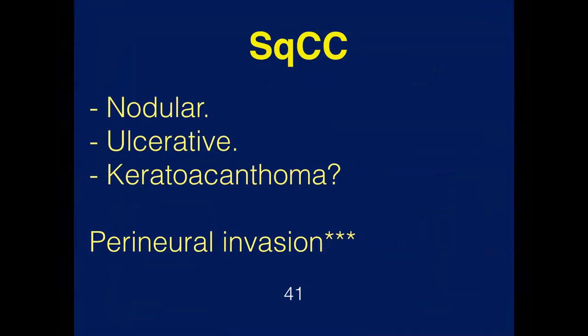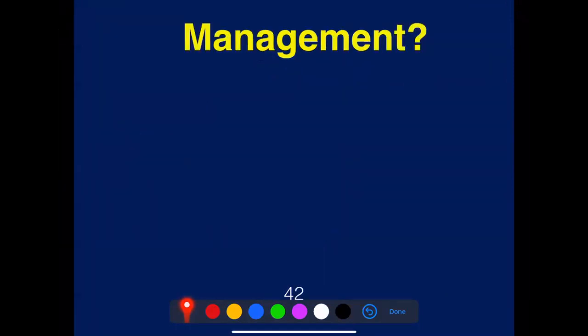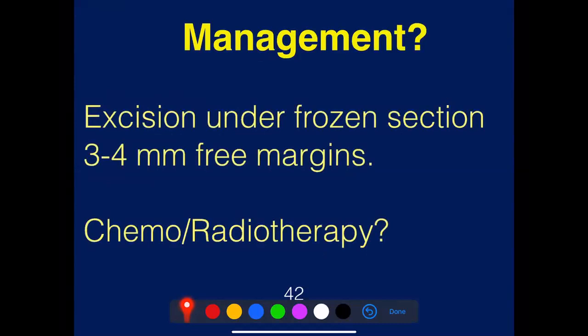So squamous cell carcinoma is nodular ulcerative. You may have heard about keratoacanthoma. It's a precursor, so you should treat it as if you're dealing with squamous cell carcinoma. And perineural invasion is predominant in these lesions. Management is excision under frozen section, with a 3 to 4 millimeter free margin. Chemoradiotherapy, again, has the same indication as before.